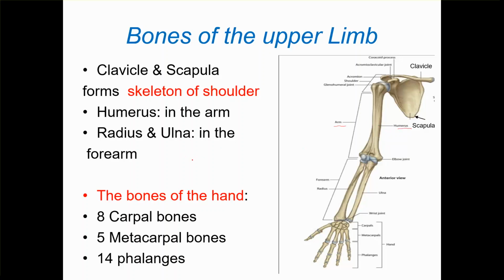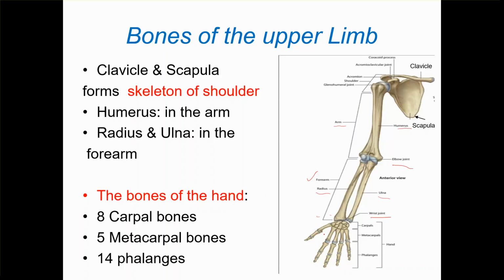And the radius and ulna are in the forearm. The forearm is the region between the elbow joint and the wrist joint. Here you can see the elbow joint and you can see the wrist joint. The bones in the forearm are radius and ulna. Radius is a lateral bone and ulna is a medial bone.